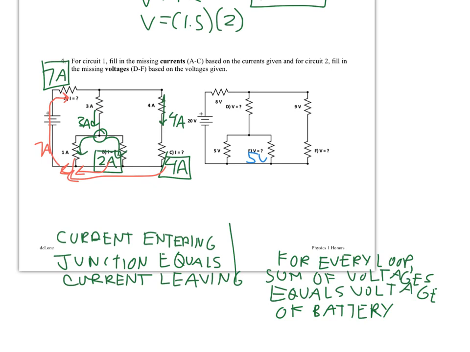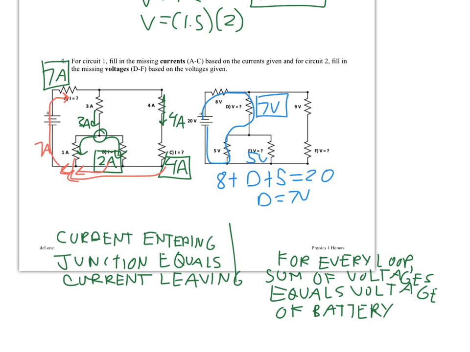Then I'm going to think about some loops, so I'll start with this loop here. Okay, that needs to add up to 20, so I have 8 plus D plus 5 has got to be equal to 20, and so that means that D must be 7 volts here. And I can see here why that 5 volts has to be the same, because if I had taken this path, I'd need 5 volts here, all right, across this one, to make this loop add up to 20.